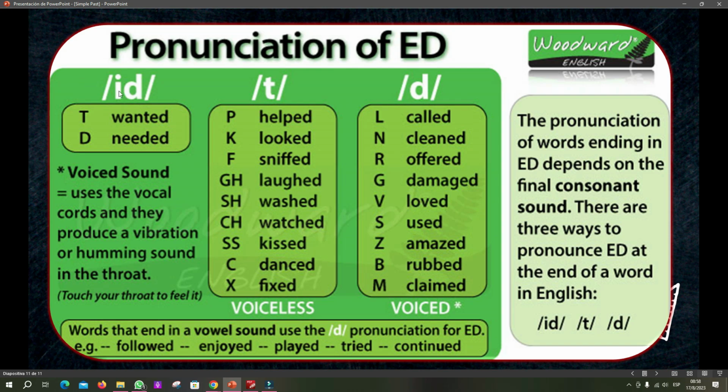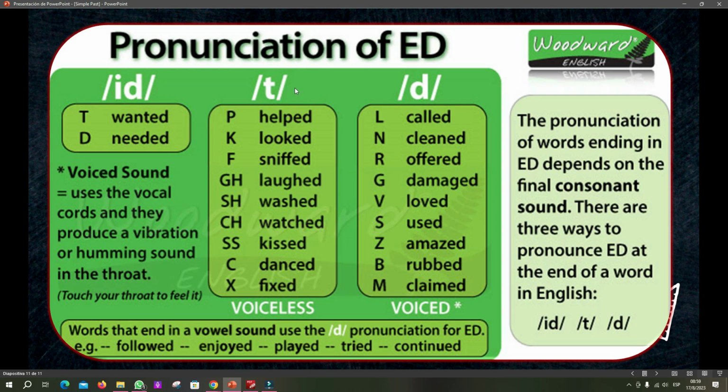We have id. We're going to have this pronunciation to the verbs that the last sound, right, finishes in T or D. Like want, you have the T here, want, and we add ed, so wanted. Need, that is the D at the end, and we add ed, so needed, right?